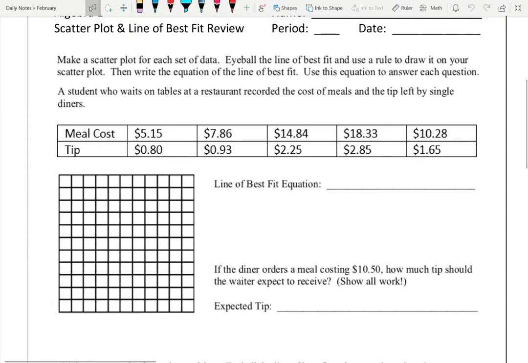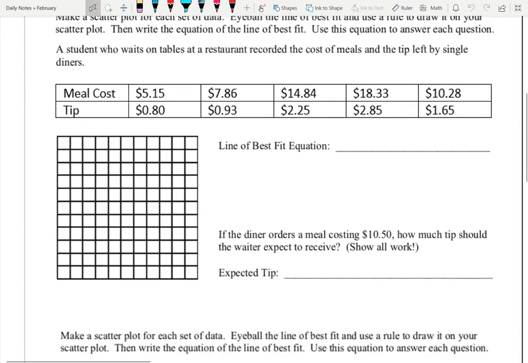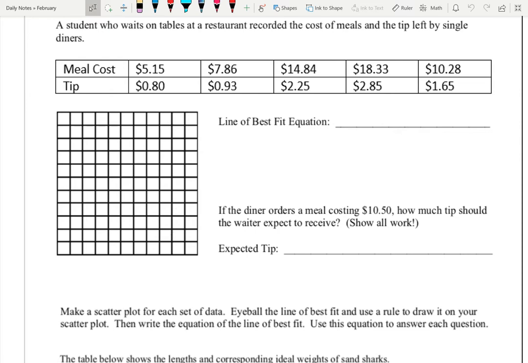So here, let's make a scatter plot for our data. We have a student who waits on tables at a restaurant, recorded the cost of meals and the tip left by single diners. So let's put our meal cost here at the bottom, and then we'll put tip here on the side. Now you could do it the other way around. There's honestly nothing wrong with doing it either way. But I'll have meal cost at the bottom as my X value and tip be my Y value.